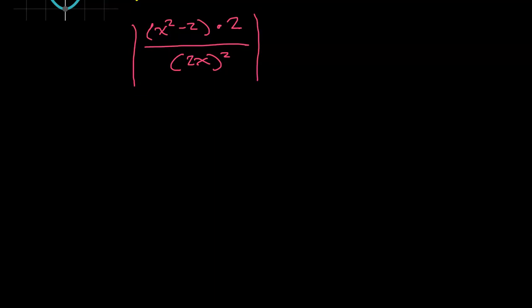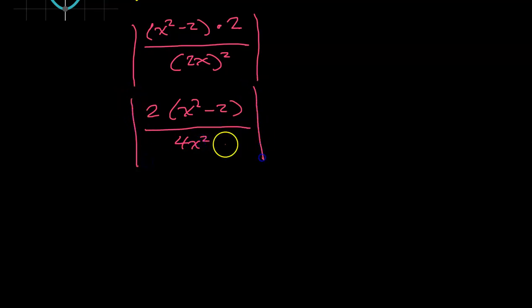In the numerator, I'm just going to write 2 times x squared minus 2. In the denominator, I'm going to go ahead and square this and put 4x squared. Now the 2 will divide into the 4 twice. So on my next step, I'm going to have x squared minus 2 in the numerator. But the 2 cancels with the 4 and makes a 2. So I have this.